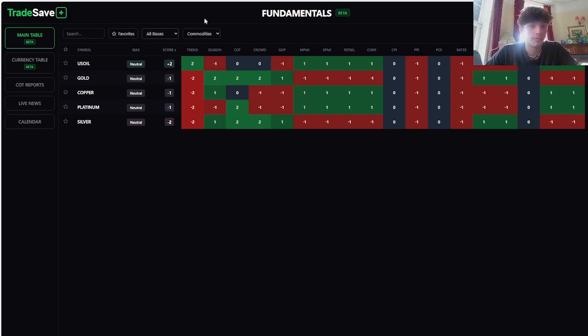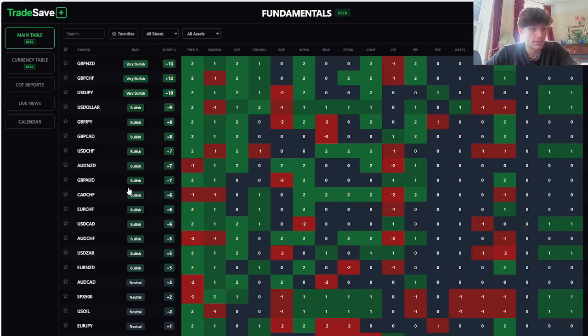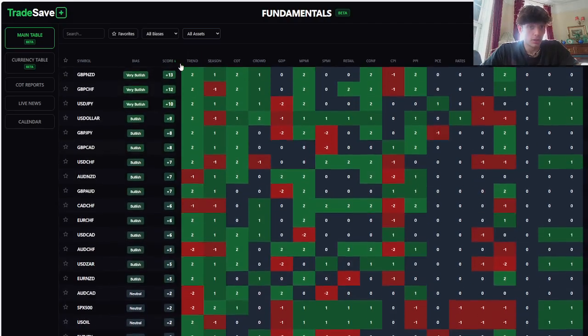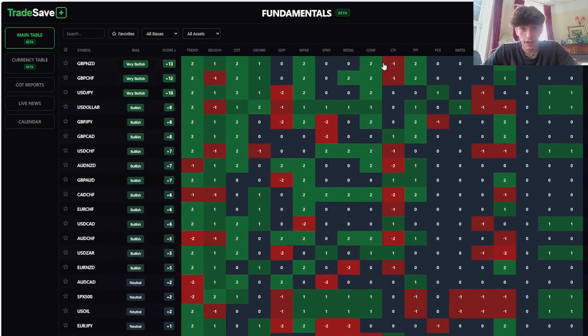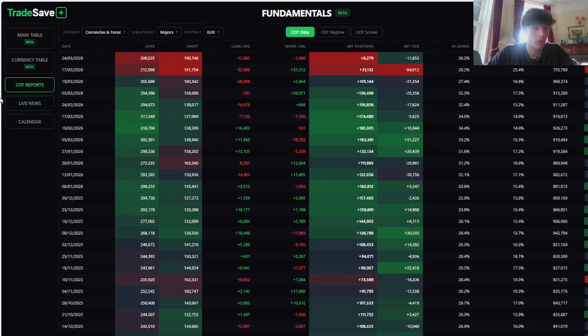So yeah, if we go back to all assets, all biases, you can look at all of the different metrics that there are as well, and just see for yourself which ones are tailoring more towards your style. So if you look at COT reports, you can see it's actually giving you the rating for you, so you don't actually have to look at the COT reports yourself. But if you do want to, of course, you can just look at the COT reports here.